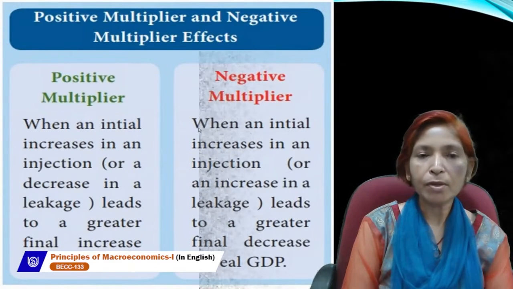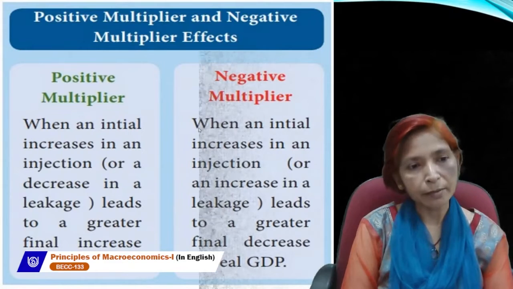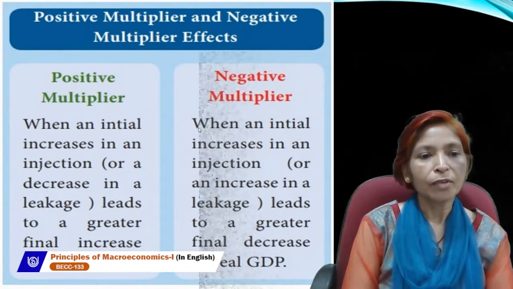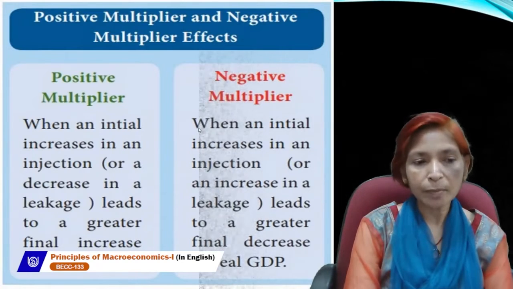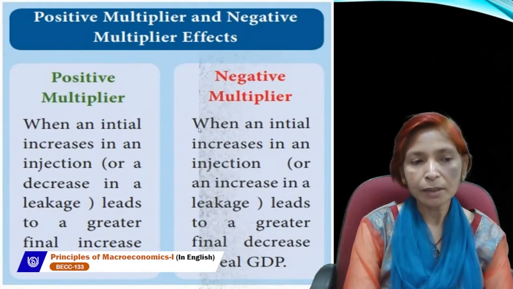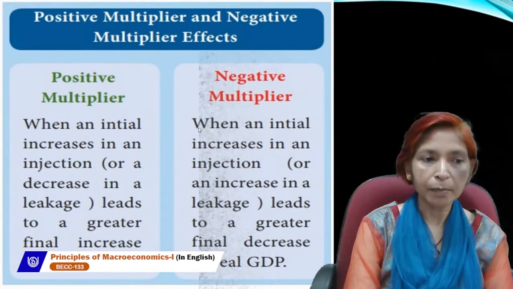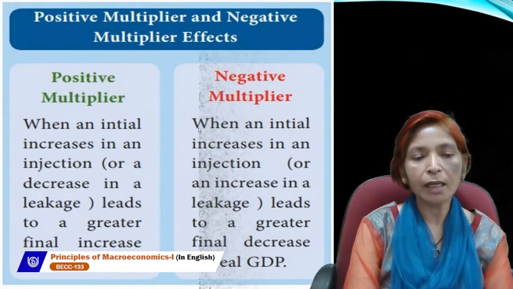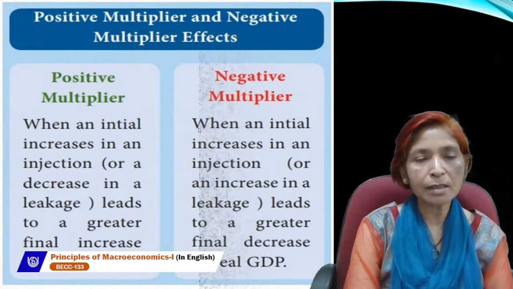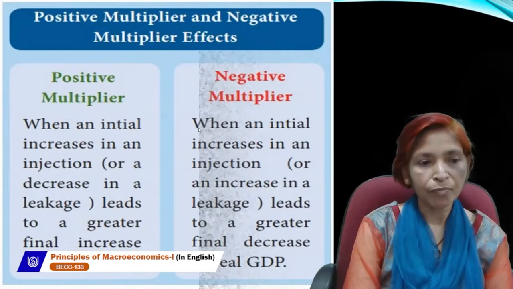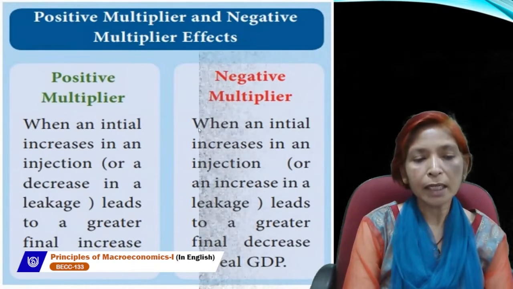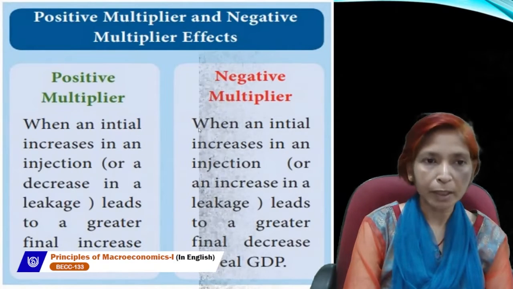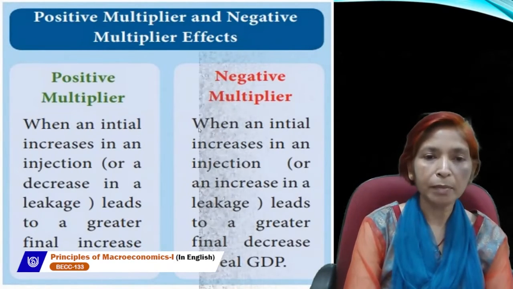Next, multiplier may work in a positive way or in a negative way. So multiplier may be called positive or negative. When an initial increase in investment increases the level of income, that will be called positive multiplier. Or in other words, we can say that when an initial increase in injections, which are those variables that increase the level of income, or a decrease in a leakage leads to a greater final increase in real GDP, that is called positive multiplier.